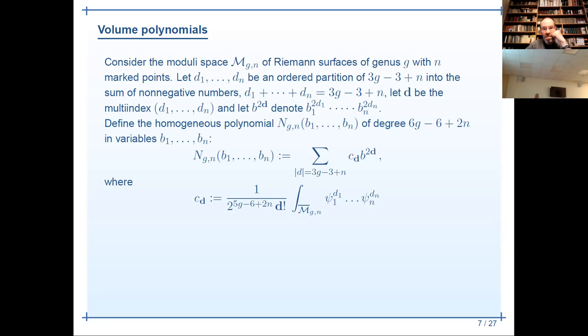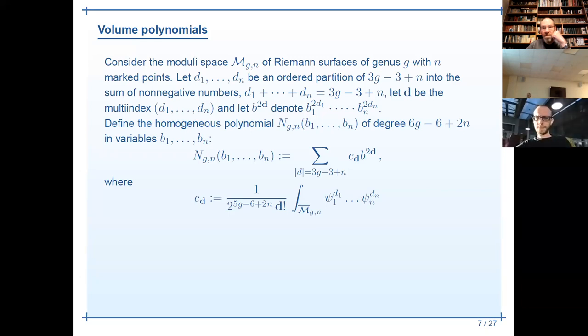I will divide it by the product of factorials, d1 factorial times d2 factorial. So when the letter is bold, it means that this is a multi-index, and factorial of a multi-index is d1 factorial times d2 factorial times etc. times dn factorial. And I will also normalize it by a common factor, which depends on g and n. This factor is the same for all partitions. So this is my generator. Right now, this is just a formal generating function corresponding to a fixed pair g and n. This is by construction a homogeneous polynomial in variables b of degree 6g minus 6 plus 2n.